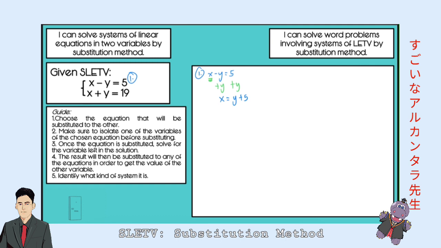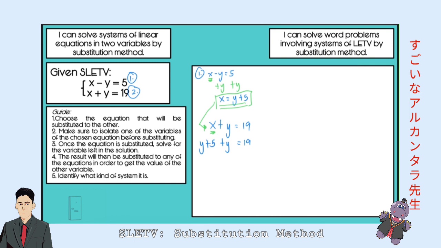To do the substitution method, the resulting equation that you get from the one that you have isolated, you're going to substitute that to your other equation. Note, do not substitute the result to the same equation. Substitute it to the other one. So that's where we're going to use our second equation. For the second equation, we have x plus y equal to 19. Take note that there's a variable x here, and we have x equal to y plus 5. So by the substitution method, we're going to change our x here as y plus 5. Why? Because x is equal to y plus 5. Therefore, this will look like y plus 5 plus y equal to 19.